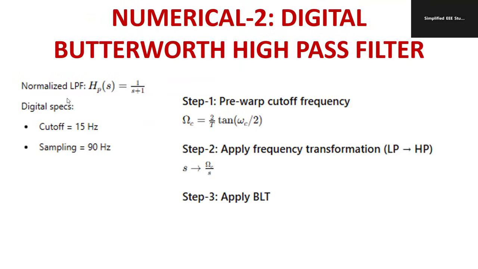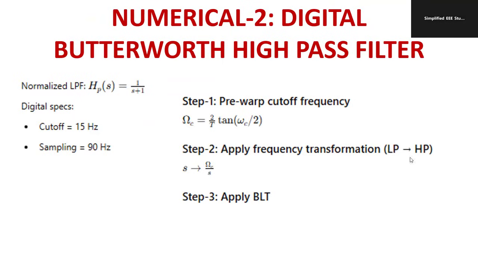So here, normalized frequency is given. Then digital space is also provided. Cutoff frequency is 15 Hertz. Sampling frequency capital Fs equal to 90 Hertz. So first pre-warp the cutoff frequency, very important formula. Everywhere you are going to apply: 2 by T tan(omega c by 2).